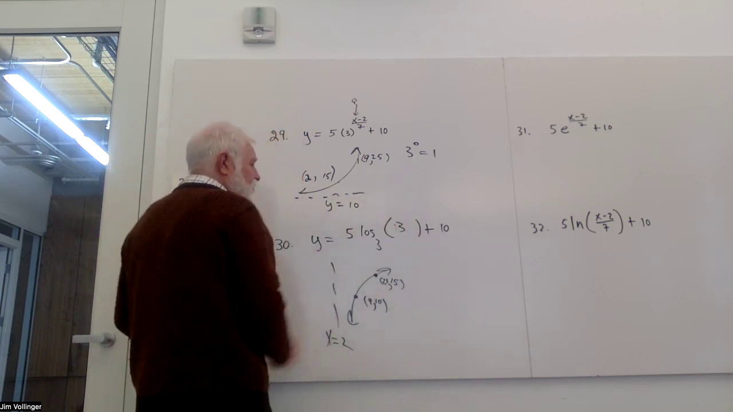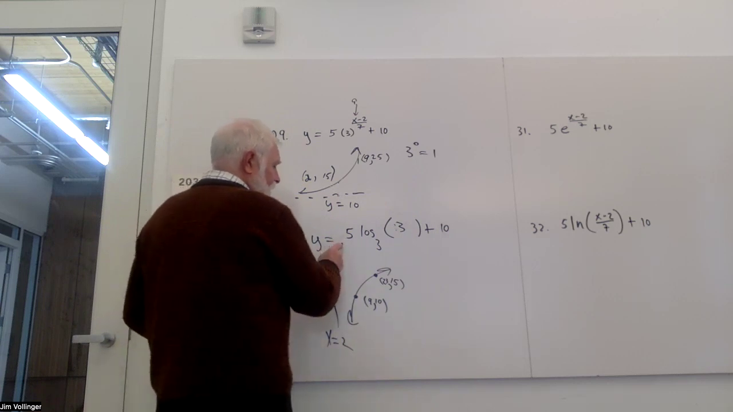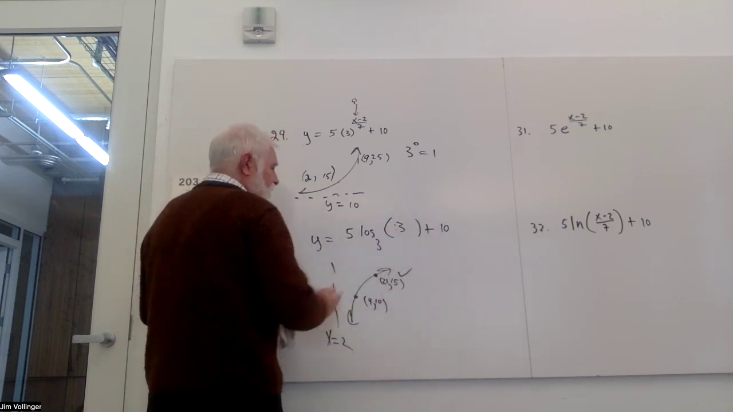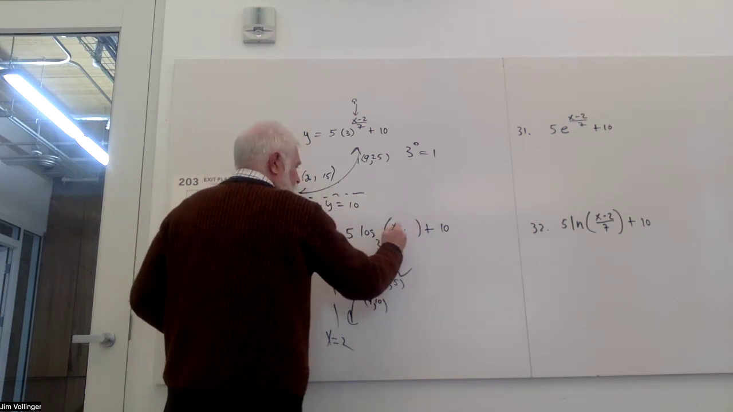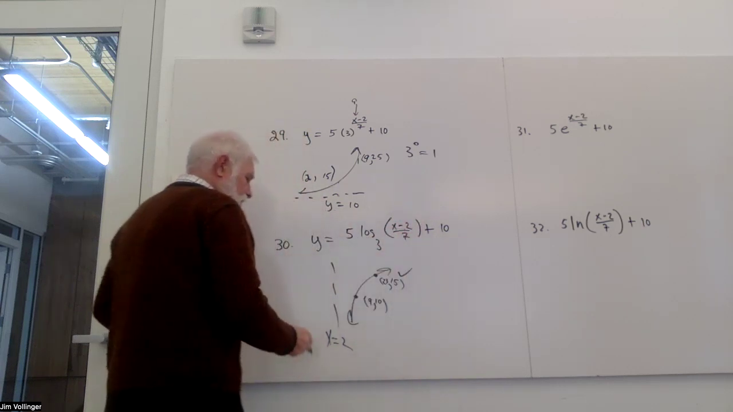Yeah, what's log base 3 of 3? Well, that's 1. 1 times 5 is 5 plus 10. Oh, it did work. How nice. Now let's put the other number in and see if it works. Well, let's put 9 in.